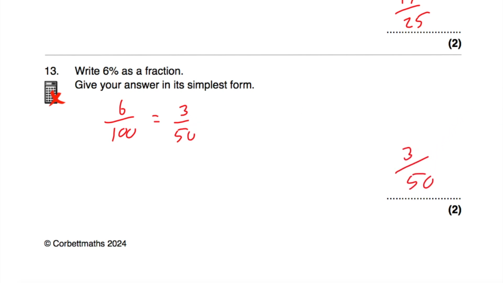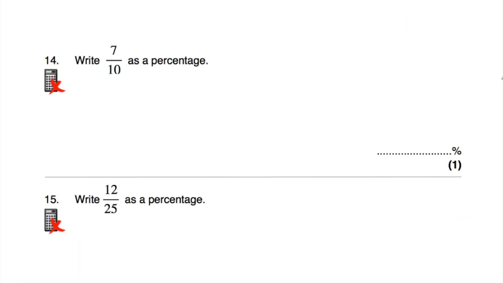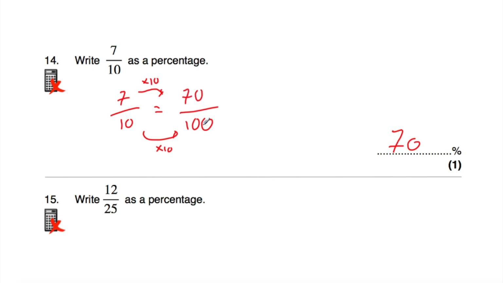Okay, let's look at our next question, question number 14. Question number 14 says to write 7/10 as a percentage. So again, this is one that I would just learn off by heart, that 7/10 is 70%, because 1/10 is 10%, so 7/10 is 70%. But again, we could write it as a fraction, 7/10, and then find an equivalent fraction with 100 on the denominator. To get from 10 to 100, we times by 10. So we could times the numerator by 10, and that means that 7 times 10 is 70. So that's 70 out of 100, which would be 70%.